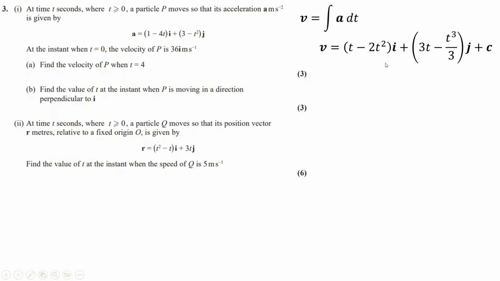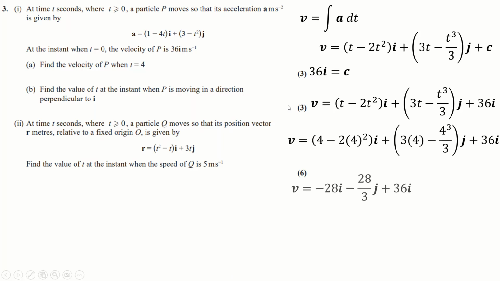When t is 0, so just put in t as 0 here, we get the velocity is 36i. But of course, making t 0 just makes all of this go away, which means c is just that extra thing there, and we have our velocity as this. And then find the velocity when t is 4. So we just shove in t as 4, and we'll get our velocity, and we'll have quite a lot of work there for 3 marks, I thought.